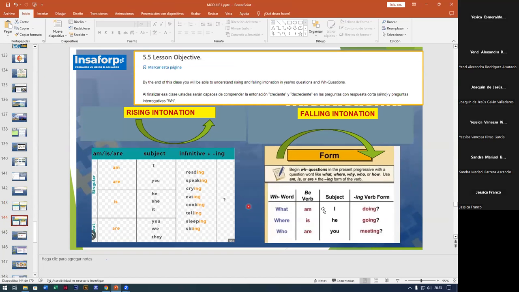Do you have questions in this part? ¿Preguntas hasta ahorita? Esa es solo una introducción. Vamos a ver más ejemplos. Questions? Solo una pregunta. Yes, tell me.